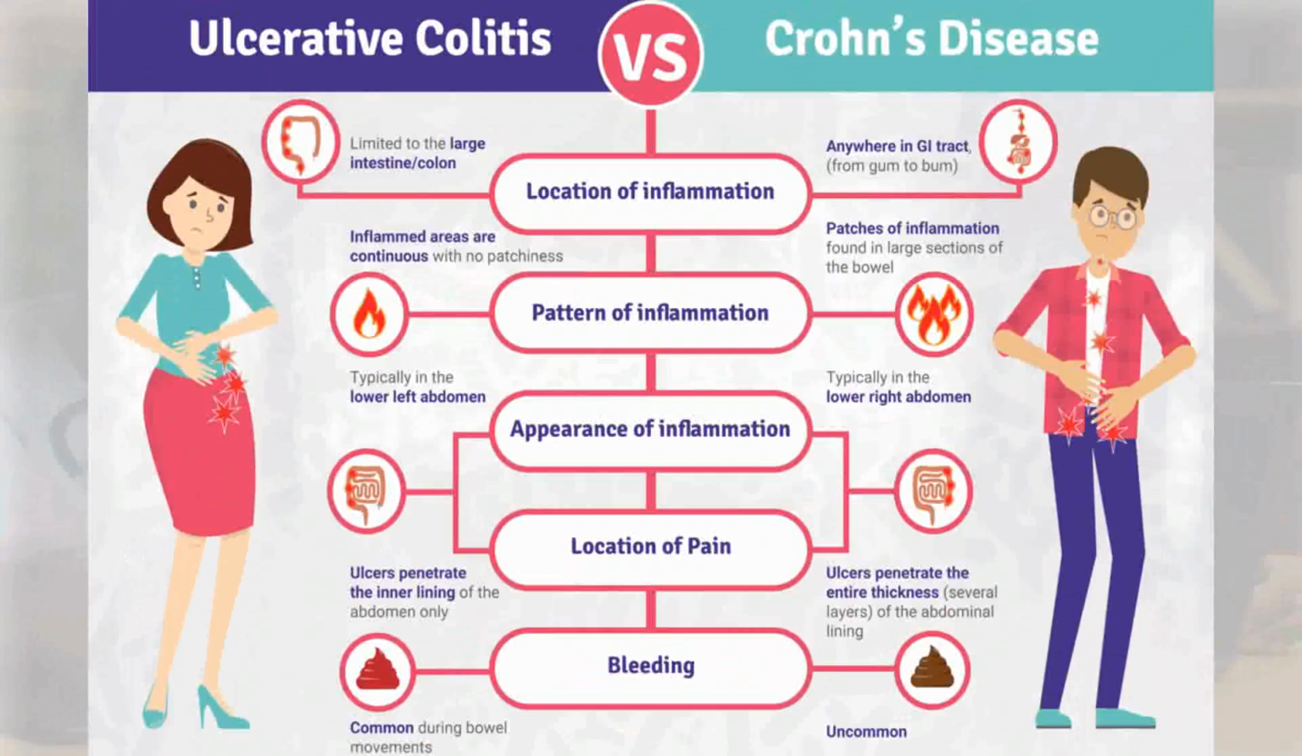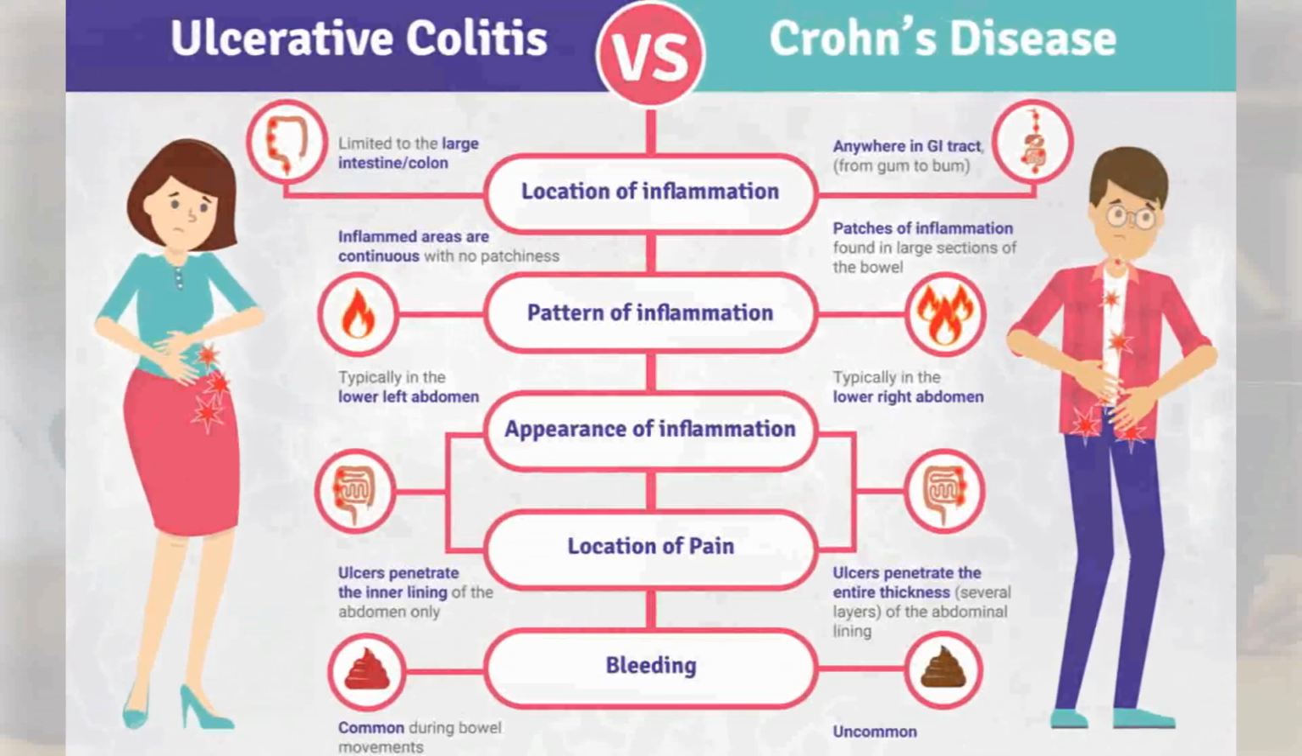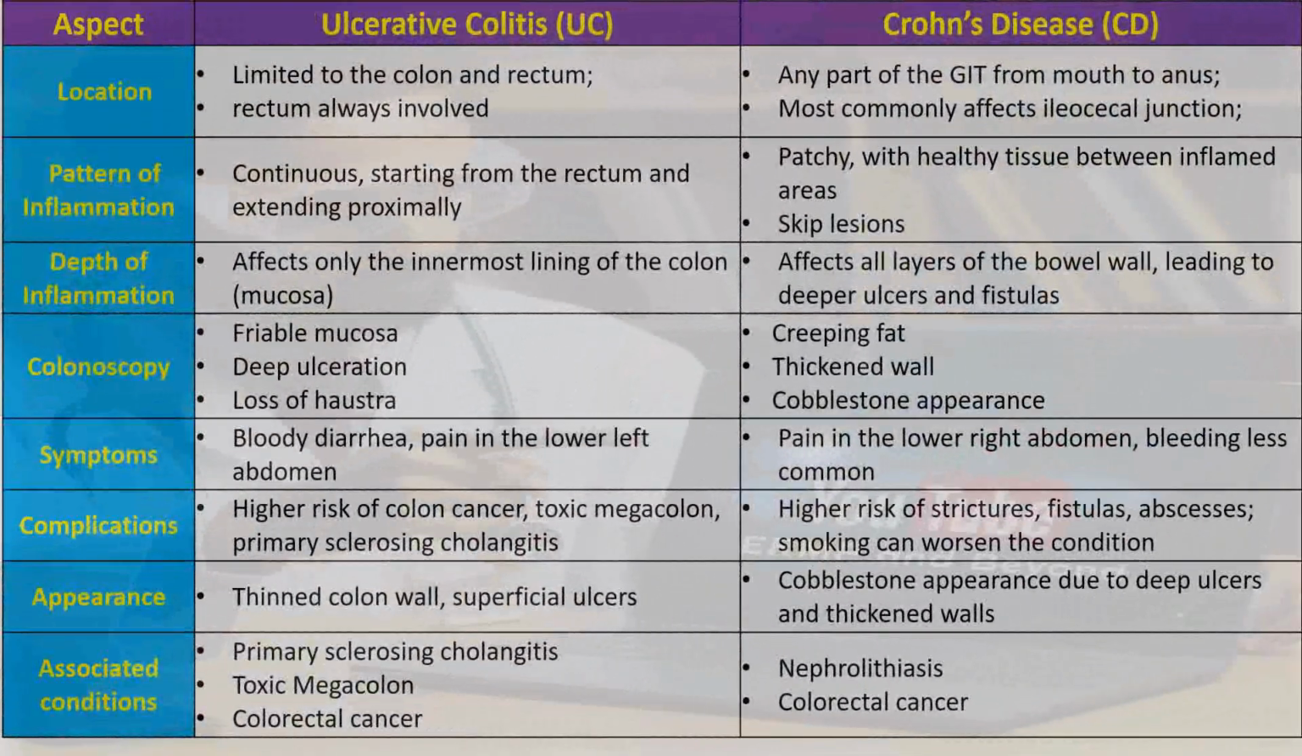Despite these similarities, it's important to note the distinct differences between ulcerative colitis and Crohn's disease. Let's start with ulcerative colitis. Ulcerative colitis is confined to the colon and rectum, and it always involves the rectum. The inflammation in ulcerative colitis is continuous, beginning at the rectum and spreading proximally in a uniform pattern. It only affects the innermost lining of the colon, known as the mucosa.